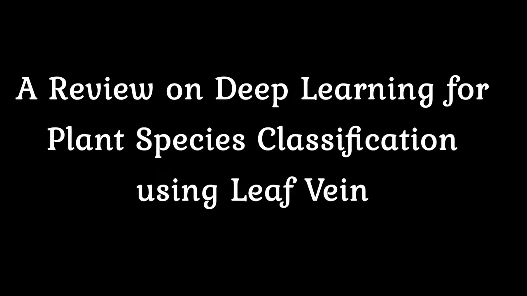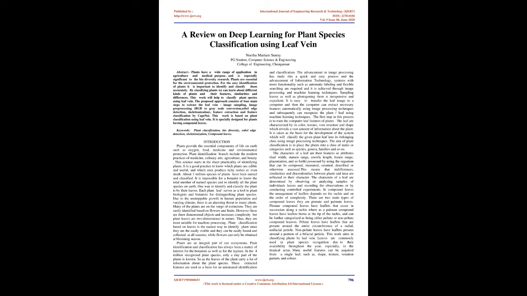A review on deep learning for plant species classification using leaf vein. Abstract: plants have a wide range of applications in agriculture and medical purposes, and are especially significant to biodiversity research.